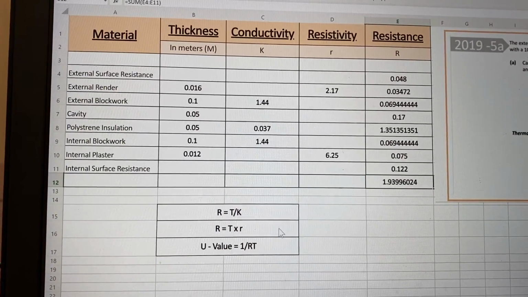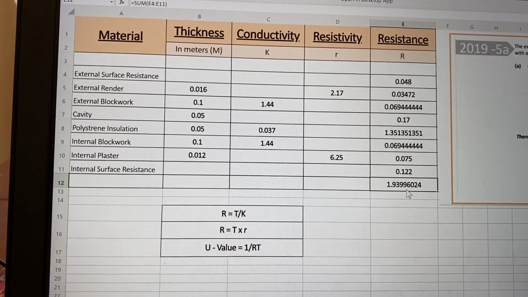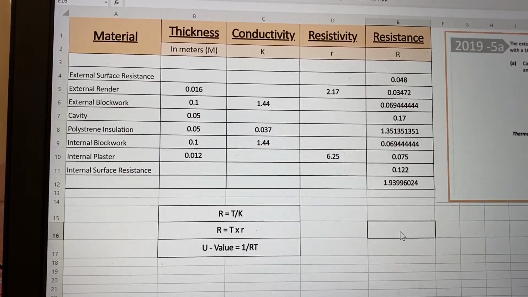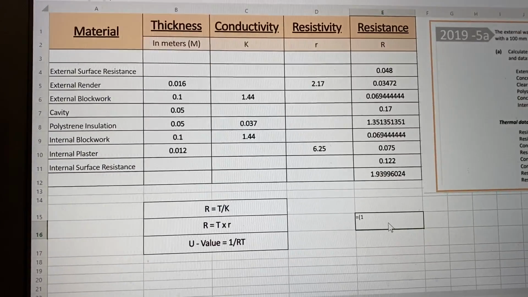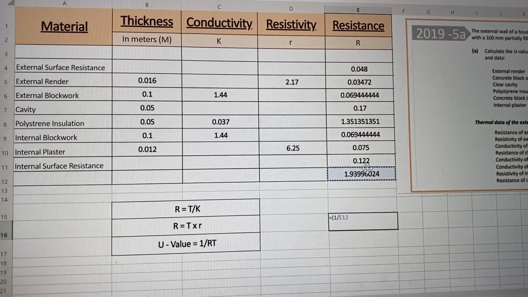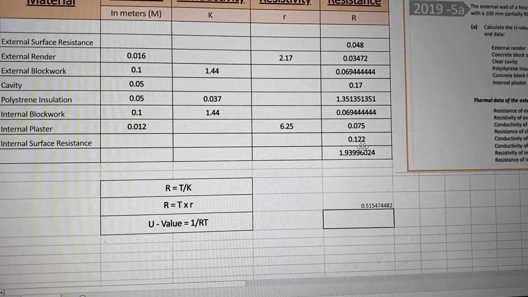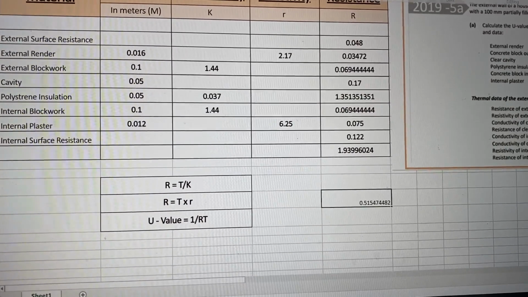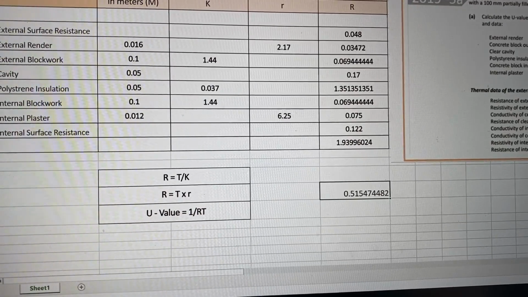Now that's RT. So to get the U value, I divide 1 by that. So what I'm going to do is equals 1 divided by this, and that should give me my U value. As you can see, that there is going to be my U value. Okay.